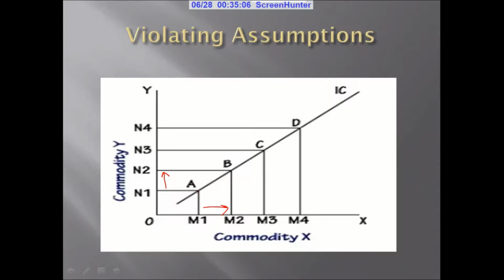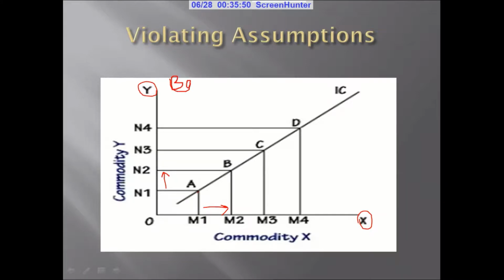At point A, in consumption bundle A, both X and Y are in a lesser amount than at point B. But point A and point B are both on the same indifference curve, meaning the individual is indifferent between these two consumption bundles. How is it possible? It's only possible when one of the commodities, either Y or X, is a bad good.